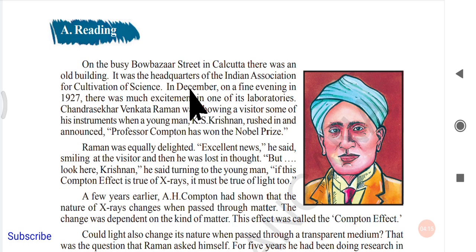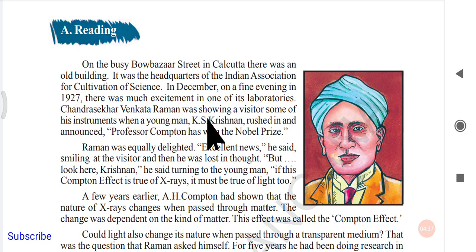In December, on a fine evening in 1927, there was much excitement in one of its laboratories. One of its laboratories in the sense of one of the rooms or floors in that building. So there was some excitement. Let us see what that excitement was.